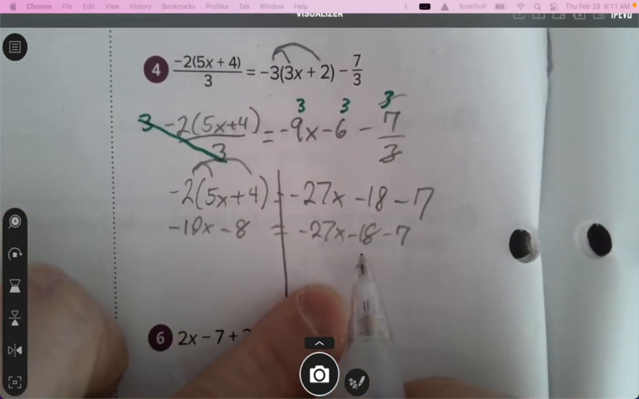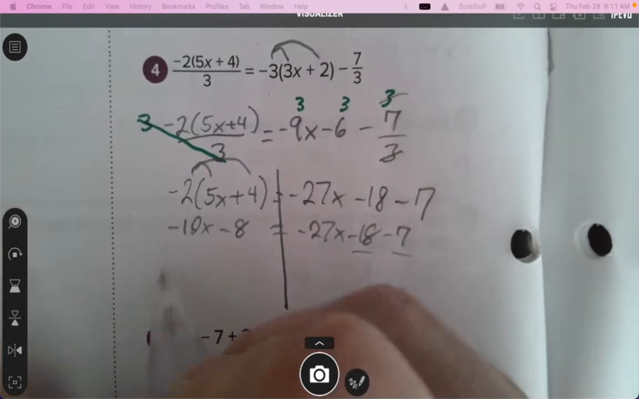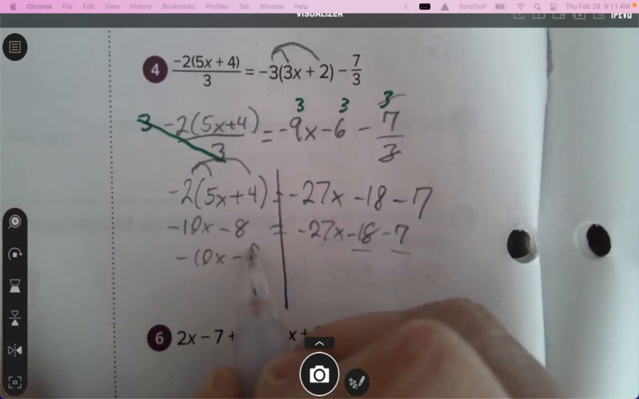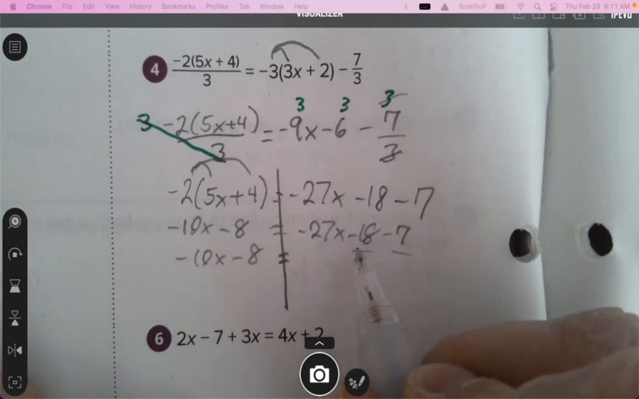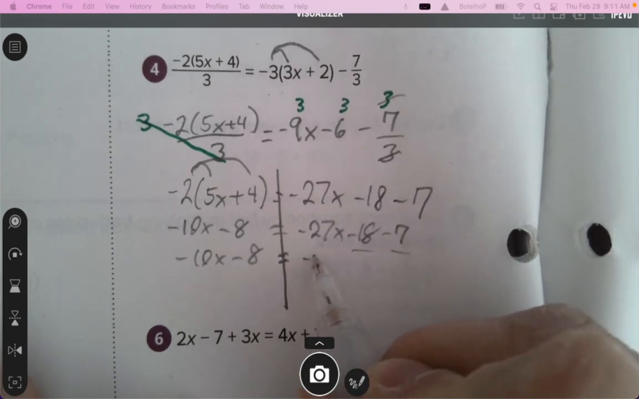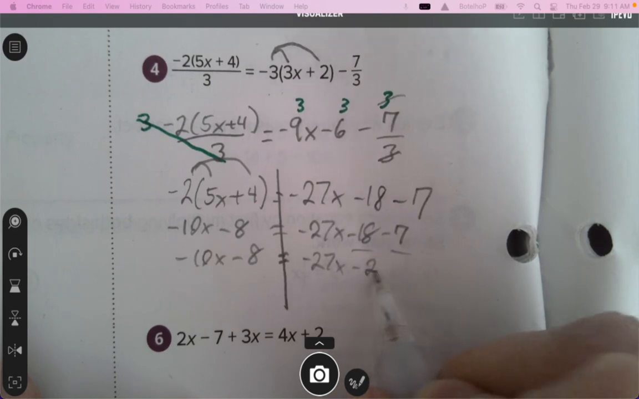Got to clean up this. I can combine like terms here and here. So rewrite the whole thing. I know these are tricky. Gonna challenge your brain here, and this is going to be negative 27x minus 25.